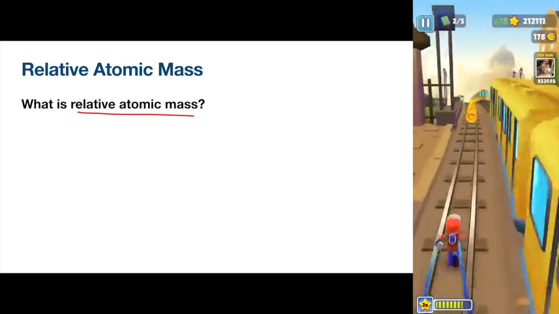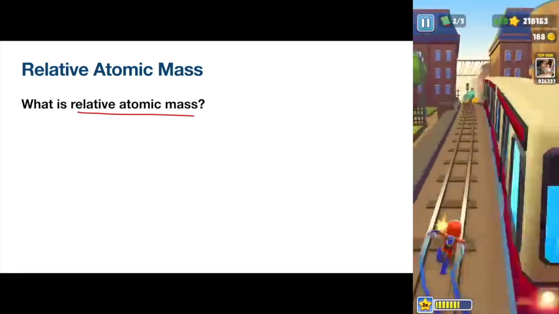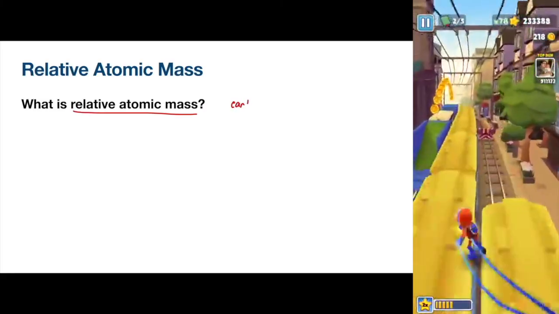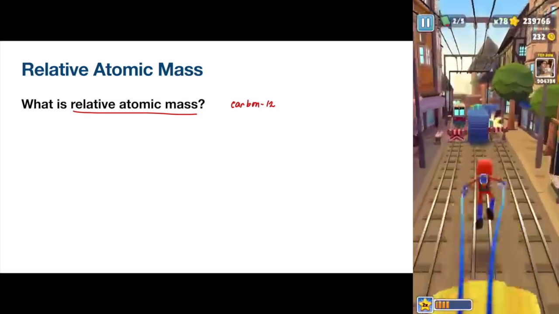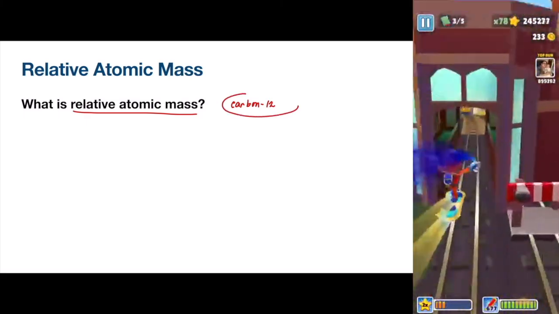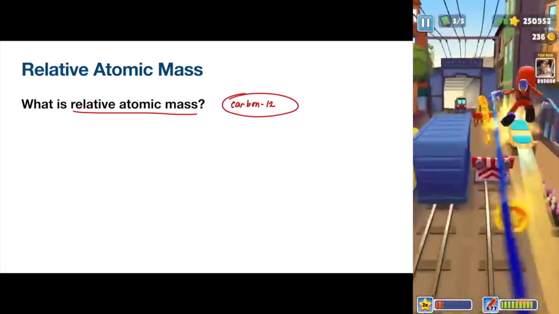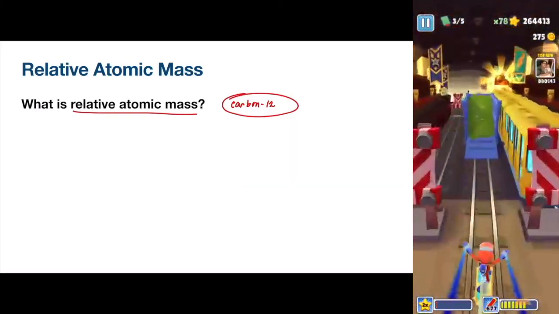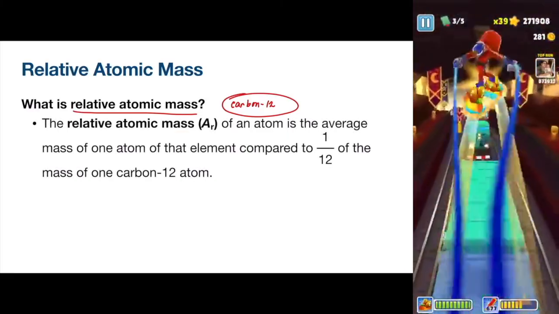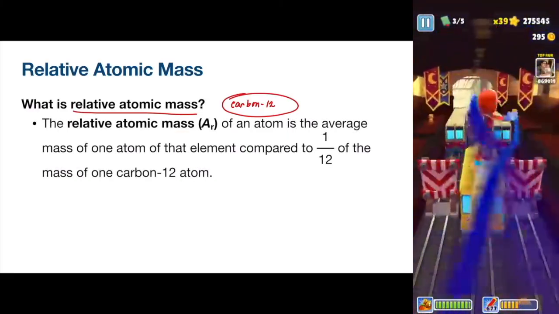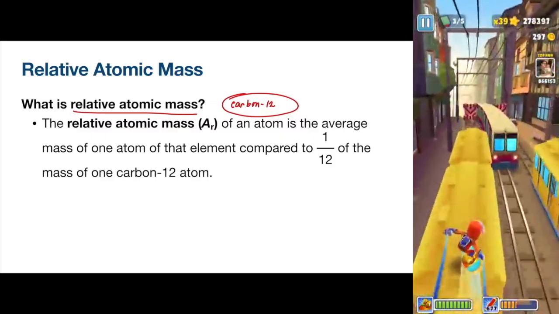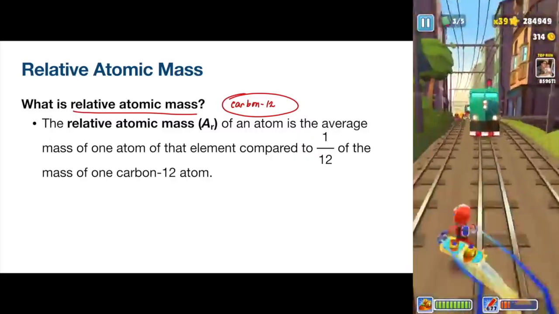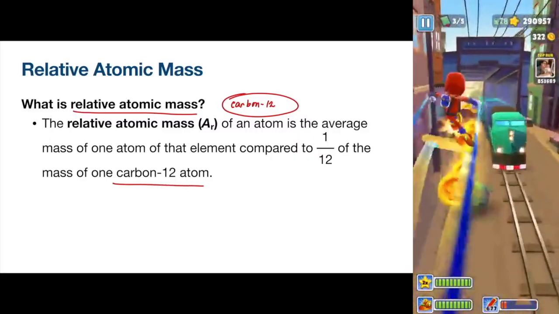Instead, scientists compare the masses of atoms using a standard atom. And what is that standard atom? The standard atom used is carbon-12. This carbon-12 is the standard because all other atoms are compared to carbon-12 to determine how heavy they are. With that, we have the statement: the relative atomic mass, or Ar, of an atom is the average mass of one atom of that element compared to 1/12 of the mass of one carbon-12 atom.